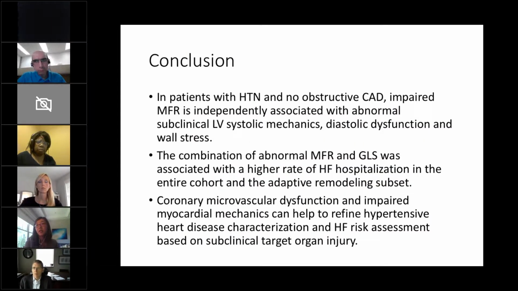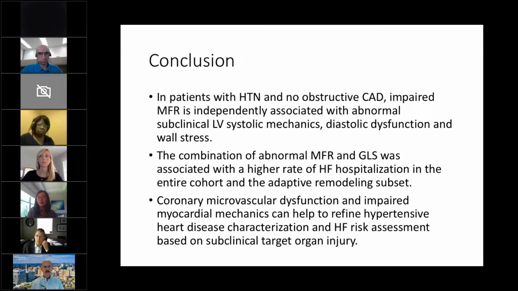So in conclusion, in patients with hypertension and no obstructive CAD, impaired MFR is independently associated with abnormal subclinical LV systolic mechanics, diastolic dysfunction, and wall stress. The combination of an abnormal MFR and GLS was associated with a higher rate of heart failure hospitalizations in both the entire cohort, as well as the adaptive remodeling subset. Coronary microvascular dysfunction and impaired myocardial mechanics can thus help to refine hypertensive heart disease characterization and heart failure risk assessment based on subclinical target organ injury.